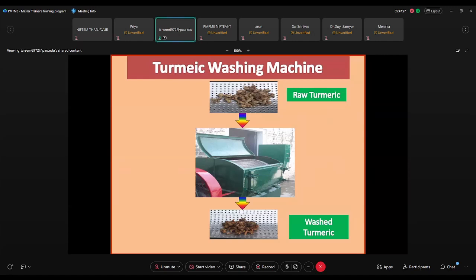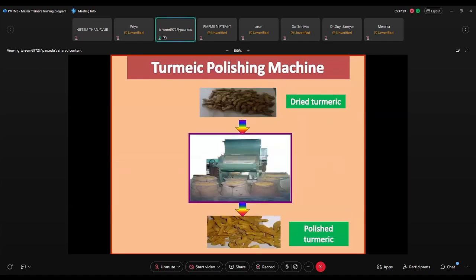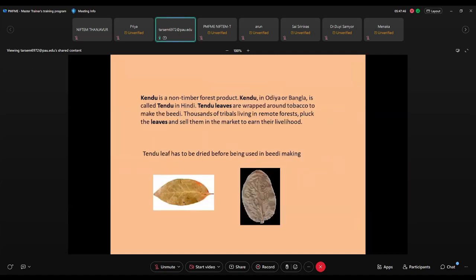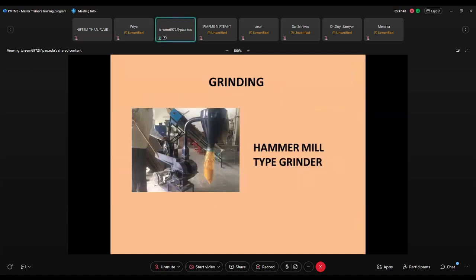Solar dryers we have developed. Then we have developed the polishing machine also, the same machine which we used. We do the grinding. Small hammer mill grinders are available in the market, which may start from rupees 20,000 or so, depending upon the capacity of that machine. So this is as far as turmeric is concerned.